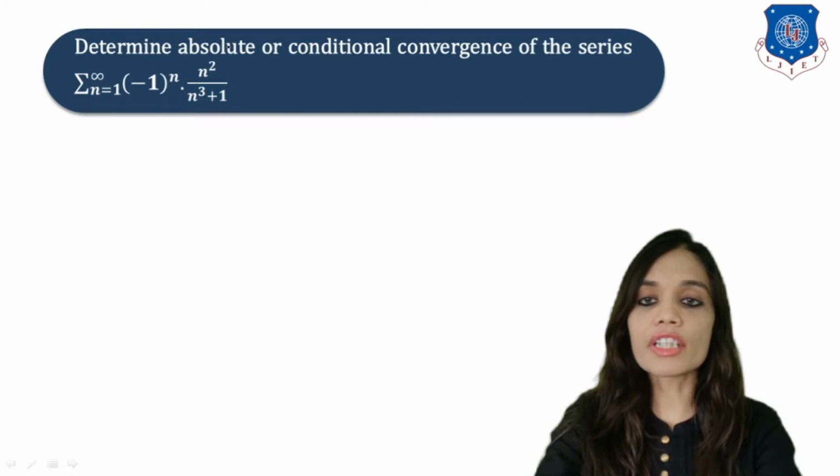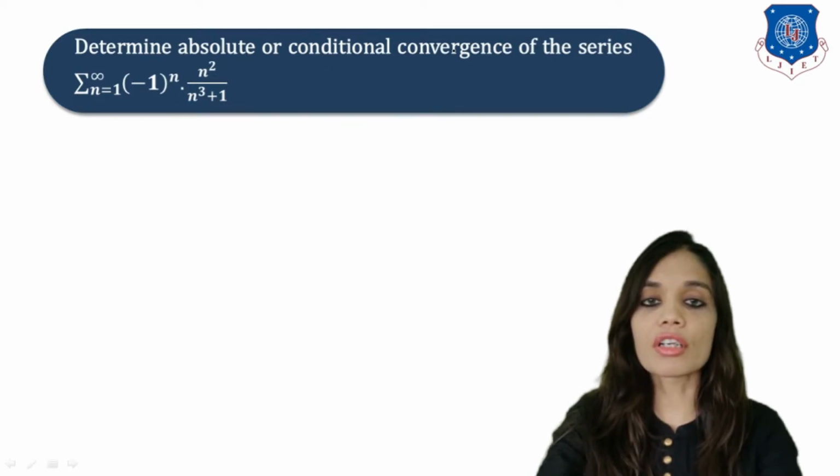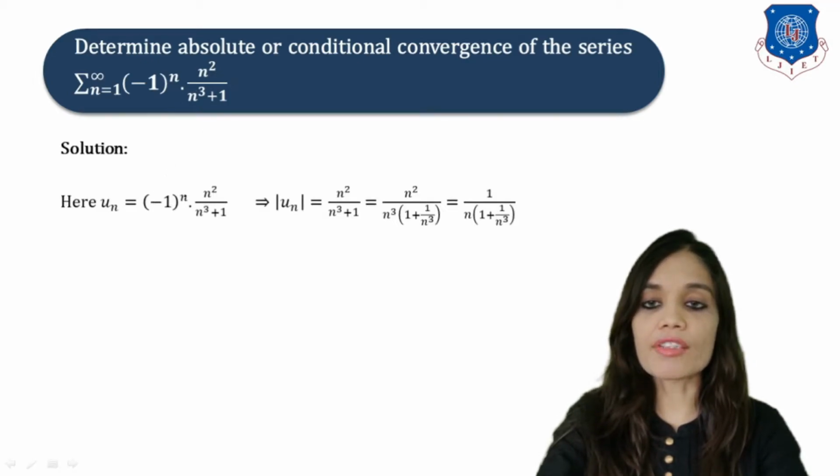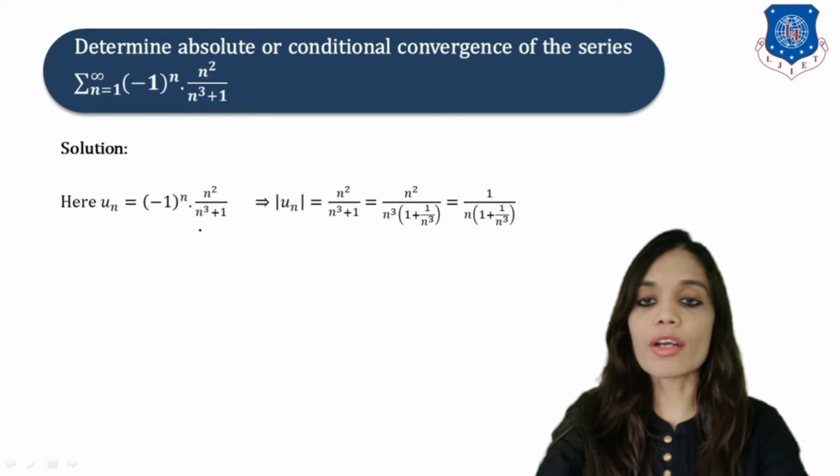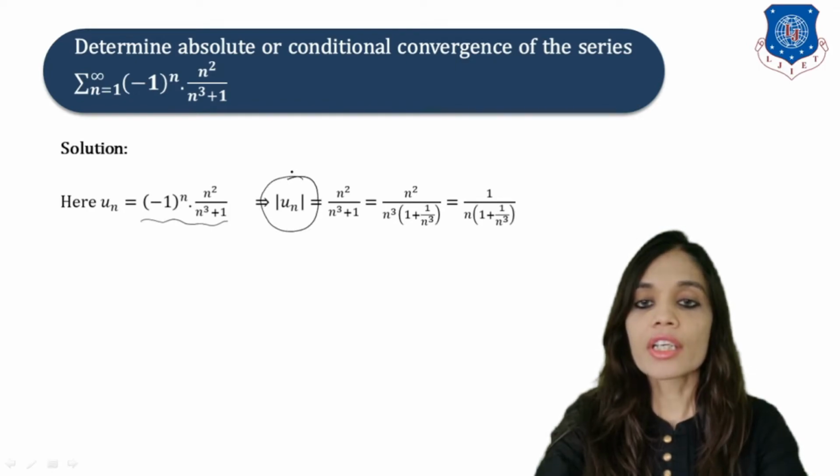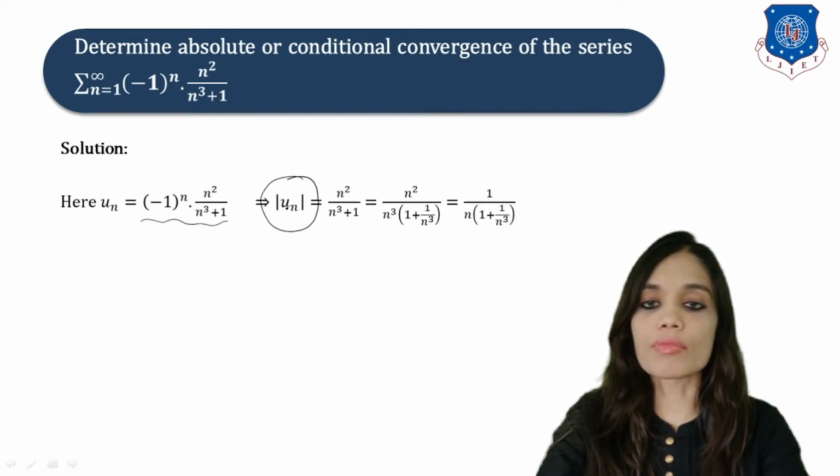So here we have to determine absolute or conditional convergence of the series summation n equals 1 to infinity (-1)^n into n² upon n³ + 1. So here we are given un as (-1)^n into n² upon n³ + 1. Now we have to check absolute or conditional convergence. Therefore, we need to check the convergence of |un|, that is a series of positive terms, right? So |un| will be equal to n² upon n³ + 1.